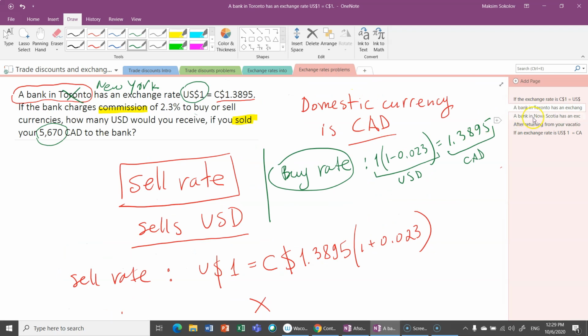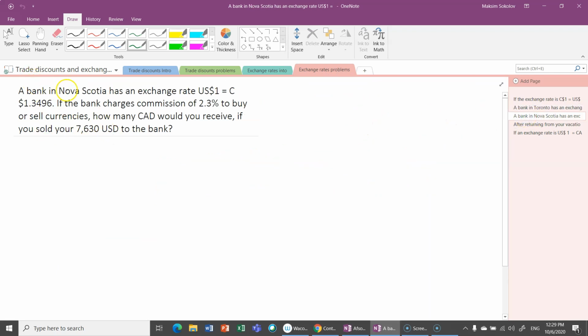So let's now go ahead and check out more problems. A bank in Nova Scotia has an exchange rate of 1 United States dollar to 1.3496 Canadian dollars. If the bank charges a commission of 2.3% to buy or sell currencies, how many Canadian dollars would you receive if you sold your 7,630 USD to the bank? Again, we start analyzing it similarly. The bank is in Nova Scotia, which is Canada. So what we know is that the Canadian dollar is the domestic currency, right?